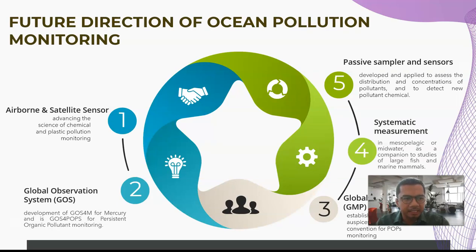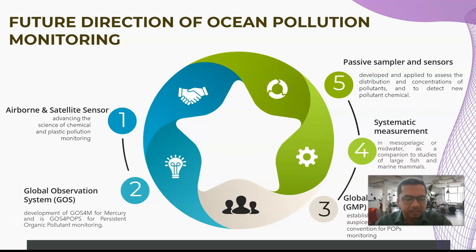So what next? We know about the sources, we know about the impacts, so we want to discuss the future directions of ocean pollution monitoring. We concluded that there are five directions for ocean pollution monitoring. The first one is using airborne and satellite sensors. This will advance the science of chemical and plastics pollution monitoring.